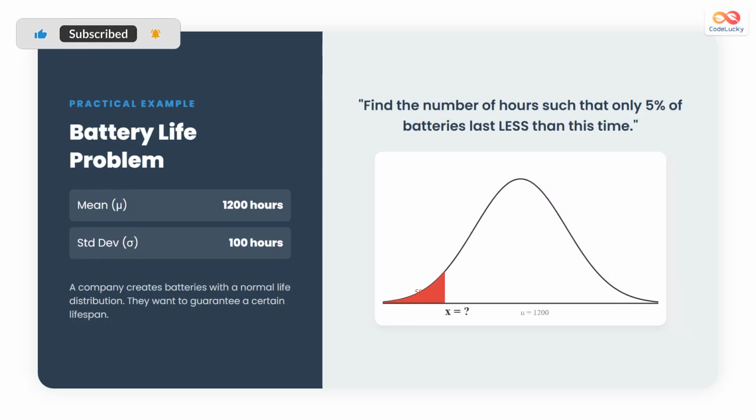Let's apply this to a real-world example. Imagine a company manufactures batteries with a mean life of 1,200 hours and a standard deviation of 100 hours. We want to find the number of hours such that only 5% of batteries last less than this time. Here, we are given the parameters and a left tail probability of 5%.